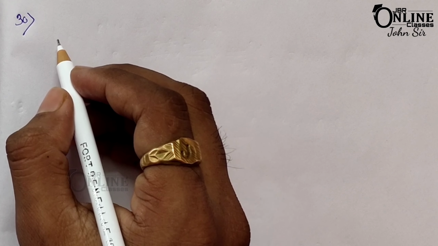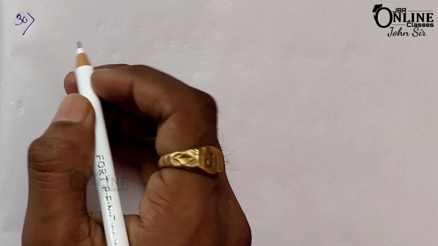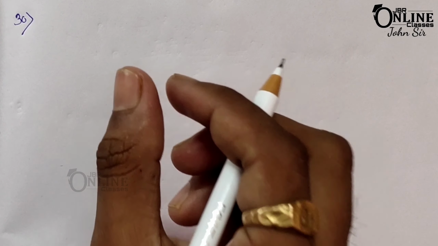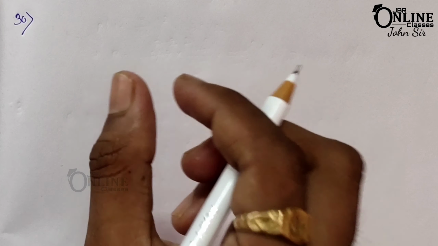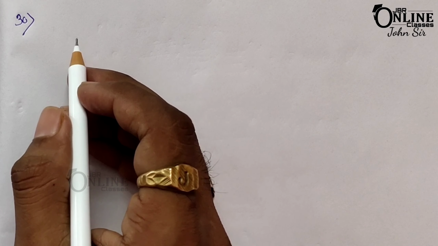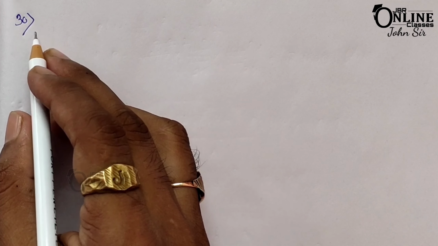Now sum number 29 is the same as sum number 28. In sum number 28, for compound interest, you have to apply the formula of half yearly only. Okay, that is the only difference between these two sums. So I hope you can solve it. So now I am going to solve sum number 30.